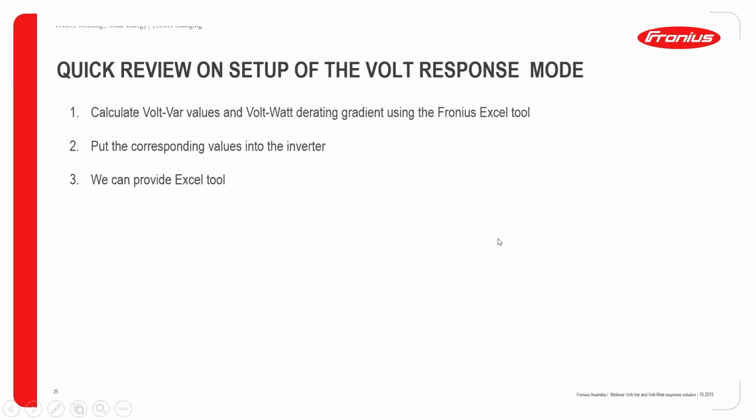So just a quick review for today. First of all, the first thing we do is calculate the Volt-VAR values and the Volt-Watt derating gradient using the Fronius Excel tool, which I just showed you before, which can be provided by us. I can send you this tool. And once you put in the correct voltage, reference points, power factor, and got the correct values, you just need to put the corresponding values into the inverter. The way I just showed you guys before. And again, we can provide the Excel tool.